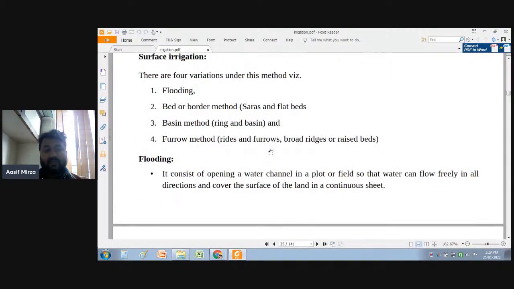Now, flooding. It consists of opening a water channel in a plot or field so that water can flow freely in all directions and cover the surface of the land in a continuous sheet.